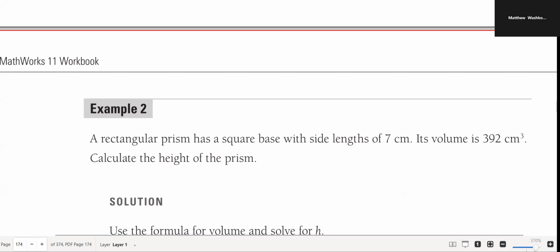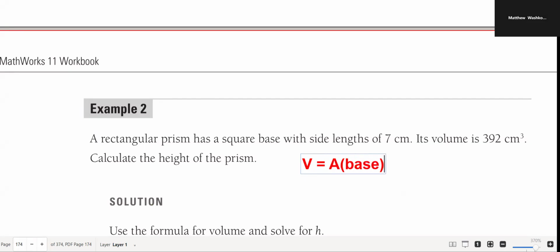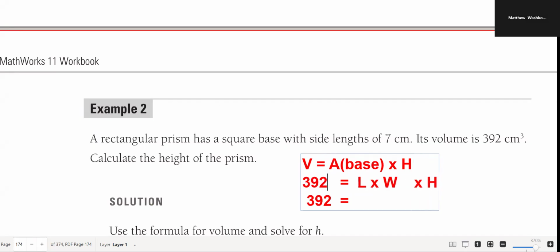So again, I know that the volume is equal to, it's a rectangle, right? Area of the base, length times width, right? Actually, I'll still put the area of the base, sure. Right? Good maths, right? Which I know is length times width times height. Now, it tells me what the volume is. It tells me the volume is 392 cubic centimeters. I'm going to write that in here.